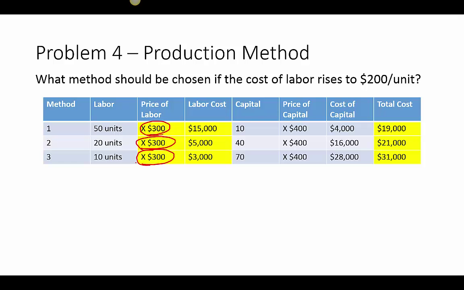Because the price of labor is so much less expensive, the price of capital is so much more expensive than labor, relatively speaking. Really, if we have a capital intensive project, it's going to be higher cost. So in this case, our total cost for the very first one, method one, is still just barely the lowest cost. It's getting narrower, but it's still the lowest. And if you were to do it with the price of labor being 200, the number is going to be different, but the result is still going to be the same.